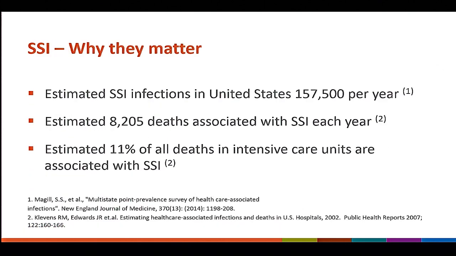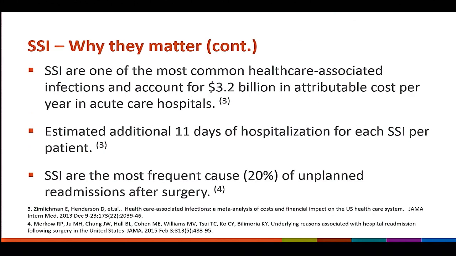So why do we do SSI surveillance? Each year, there are an estimated 157,000 surgical site infections in the US with an associated 8,205 deaths. And 11% of ICU deaths are associated with an SSI. SSIs are one of the most common healthcare-associated infections. Not only is there significant morbidity and mortality associated with SSIs, there are also increased costs for the healthcare system, including increased patient days and increased readmissions. These statistics highlight why it is so important for us to conduct SSI surveillance, implement SSI prevention measures, and to measure the effects of these interventions.